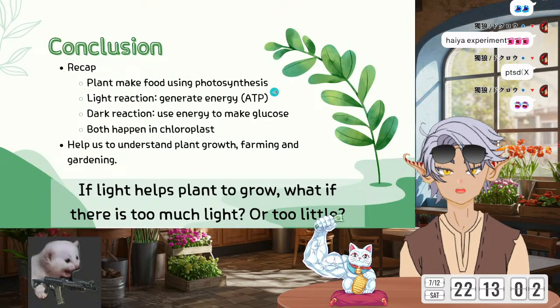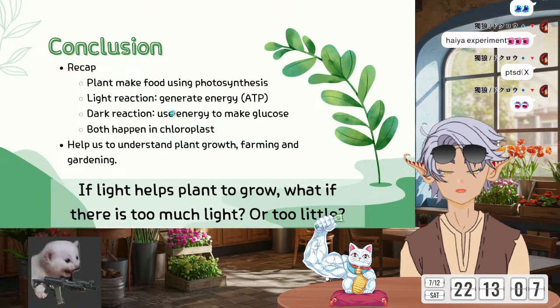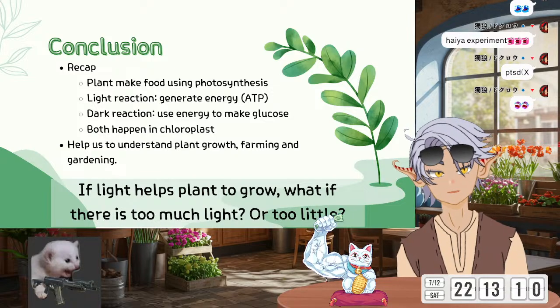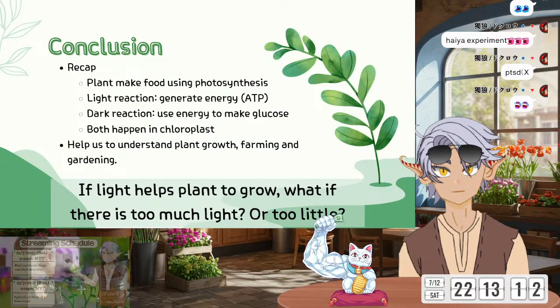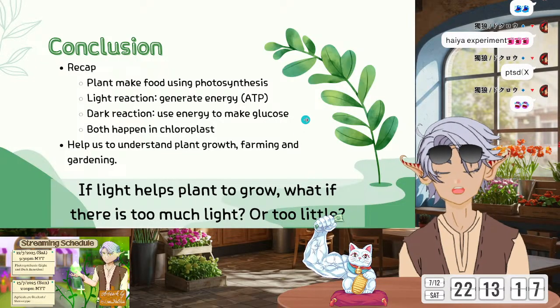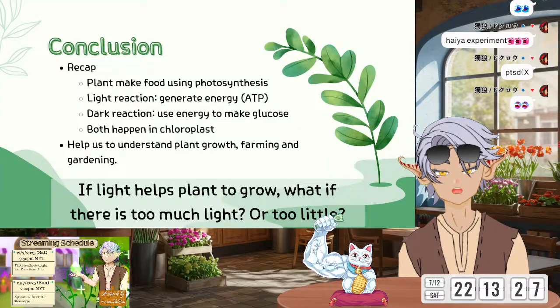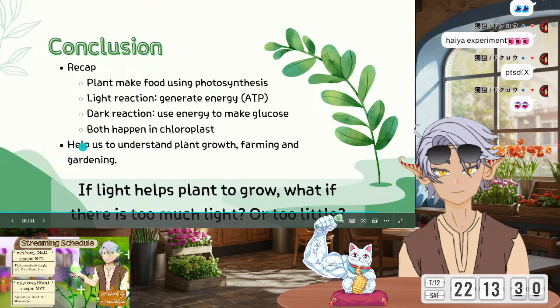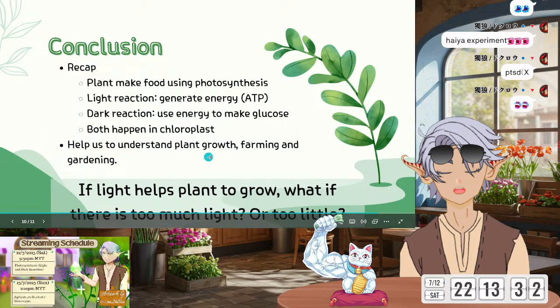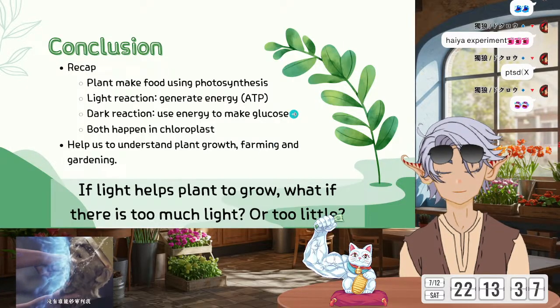Light reaction is at the thylakoid, and the dark reaction is outside the thylakoid, inside the chloroplast. Okay, so by doing this, light reaction, dark reaction, what's the point? It helps us to understand plant growth, farming and gardening. So it is important.